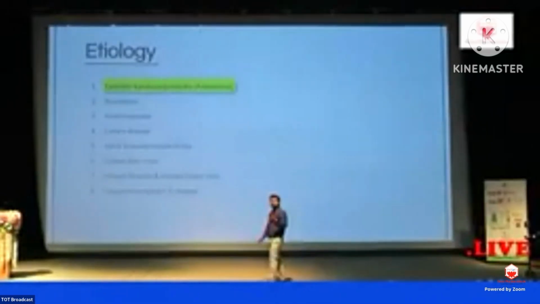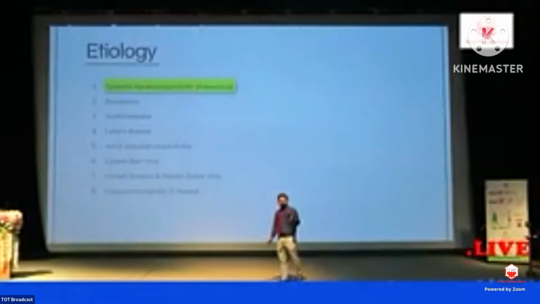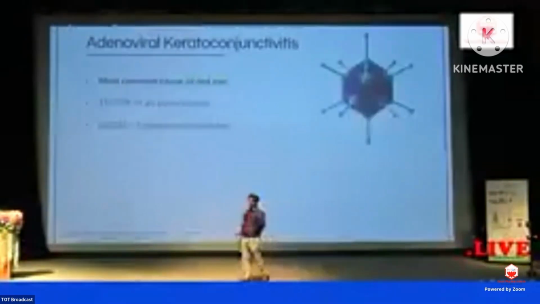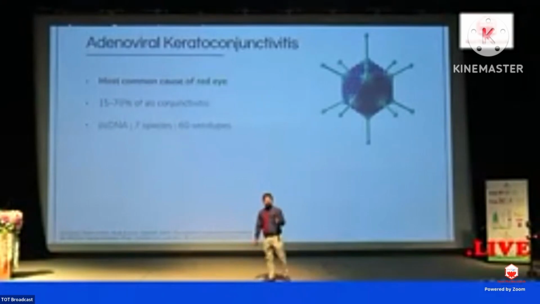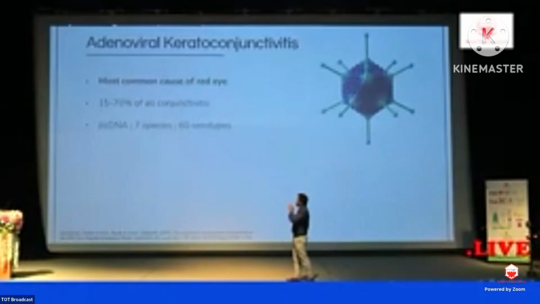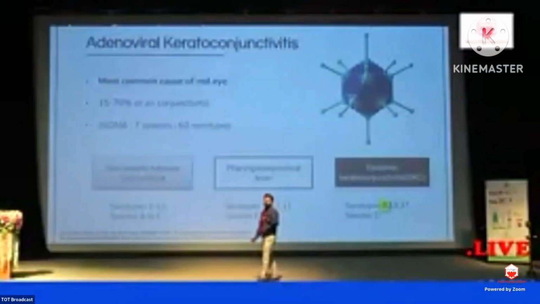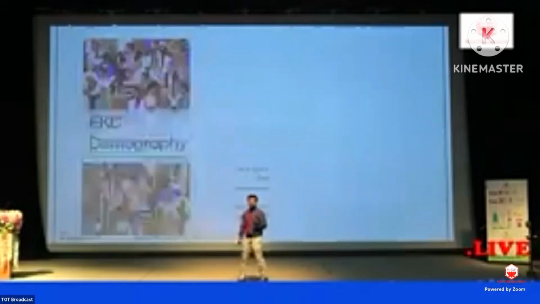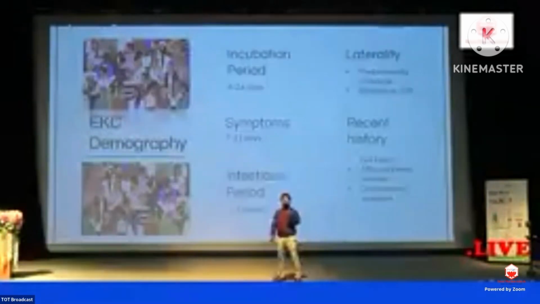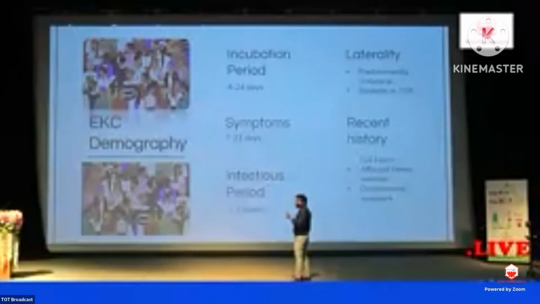So the etiology may be many, but the most common and the most prevalent is adenoviral keratoconjunctivitis, which causes the most common cause of red eye, causes 50 to 70% of all cases of conjunctivitis, and is divided in 7 species and 60 serotypes. Occurs in 3 main forms, but the most important being epidemic keratoconjunctivitis. And please note, these are highly infectious. So the incubation period is roughly around 4 to 24 days, and the patient remains infectious for 2 to 3 weeks. Always take a good history about any recent eye examination, any affected family member, or any occupational exposure.